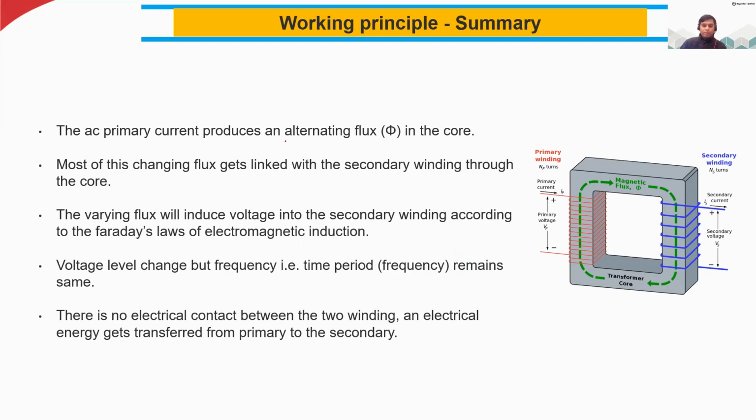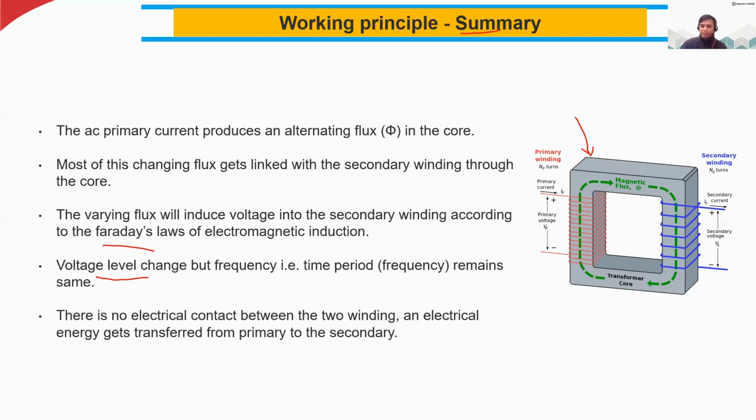The AC primary current produces an alternating flux in the core. Most of this changing flux gets linked with the secondary winding through the core. The varying flux will induce voltage into the secondary winding according to Faraday's law, that is, electromagnetic induction. The voltage level changes, but the frequency and time period remain the same. That is one of the very big advantages of transformers.